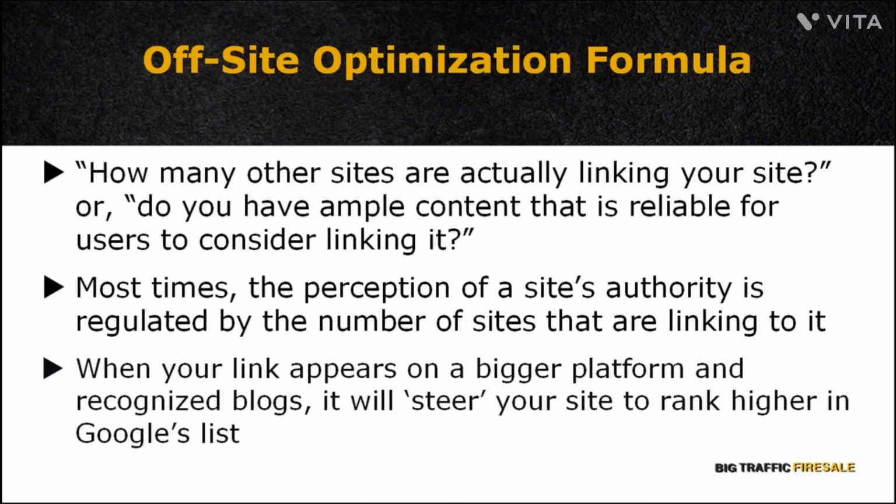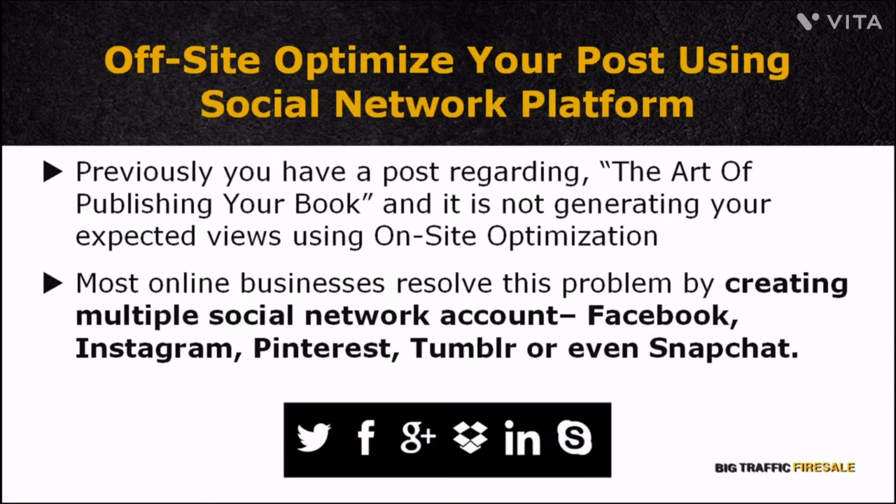Most times, the perception of a site's authority is regulated by the number of sites that are linking to it. When your link appears on a bigger platform and recognized blogs, it will steer your site to rank higher in Google's list. For example, previously you had a post regarding the art of publishing your book. It's generating views on site optimization. However, your traffic is not meeting your expectations. So you wanted to use the off-site optimization agent by linking your main site to other platforms.